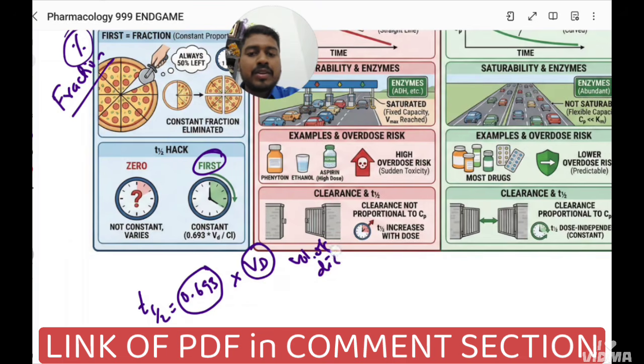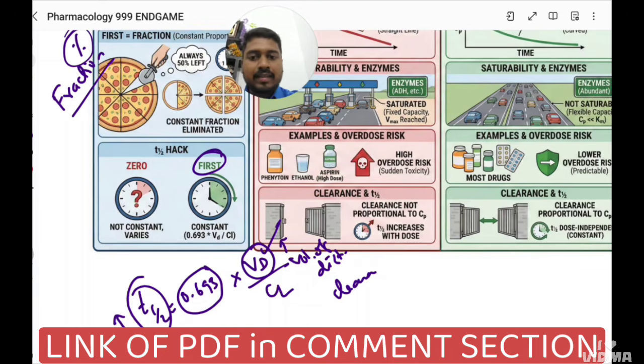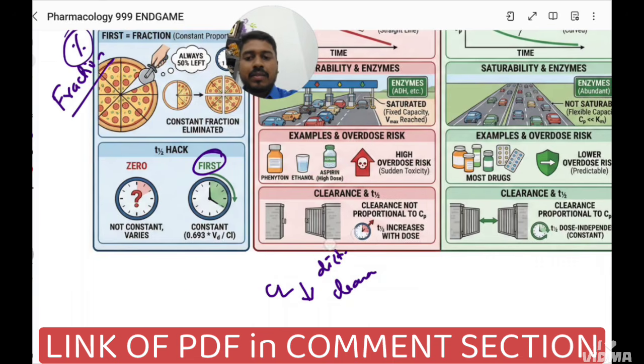Okay, volume of distribution divided by CL. CL means clearance. So if the volume of distribution, that is the whole body volume in which the drug is distributed, is more, that means the time taken for elimination will also increase. If the clearance is less, maybe the kidneys are not functioning, the kidneys can't excrete the drug, then also the t1/2 will increase. So this is one formula which you should keep in mind. Only there are 2 formulas which you need to keep in mind.